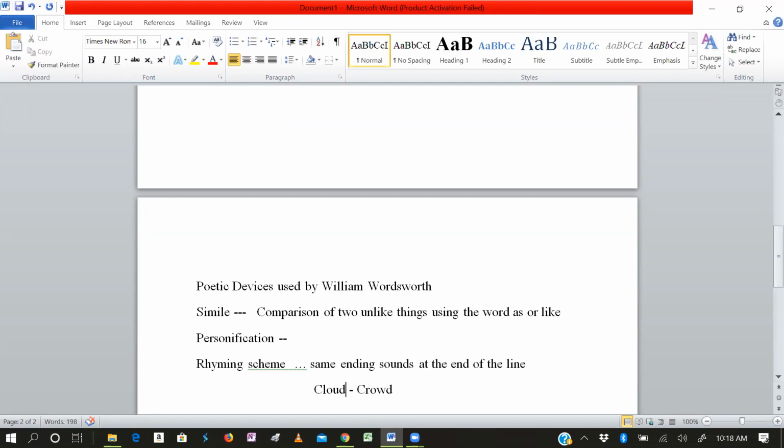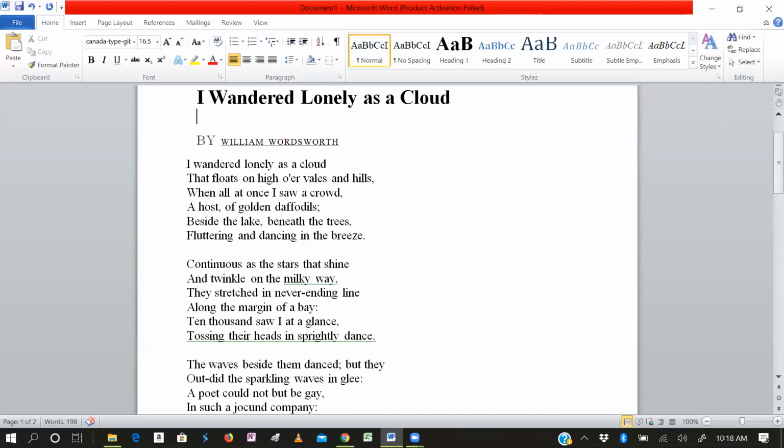Okay, let's move to page number 35 again. I wandered lonely as a cloud. So all of you, I wandered lonely as a cloud. What is he asking about here? In the first stanza, the poet is saying that I was moving lonely, in solitude, as a cloud. As I told you, he has used the words as a cloud. It means he has compared himself with the cloud. So what is the technique? The technique here is simile.